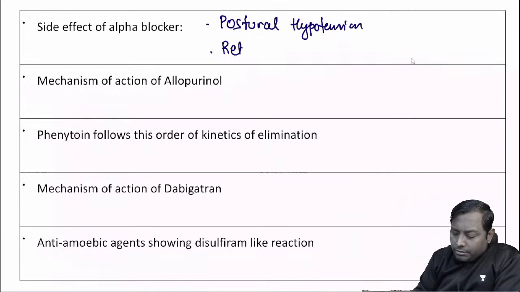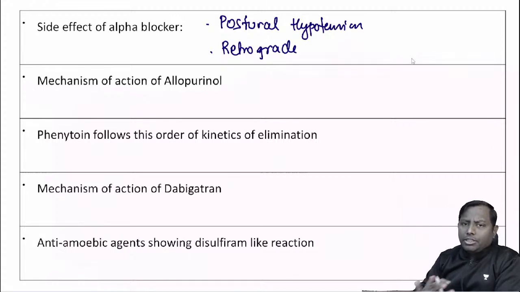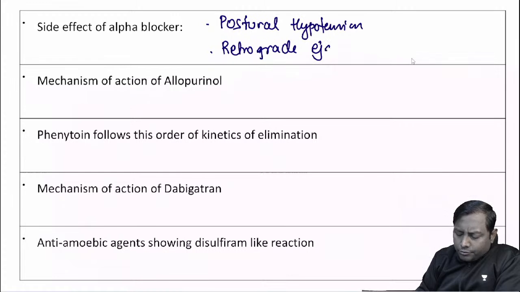Retrograde ejaculation, very, very important side effects. Be it any type of alpha blocker, selective or non-selective, doesn't matter, but these two side effects will definitely be there. Allopurinol is considered the drug of choice in a patient with chronic gout. Remember, it is a xanthine oxidase inhibitor.